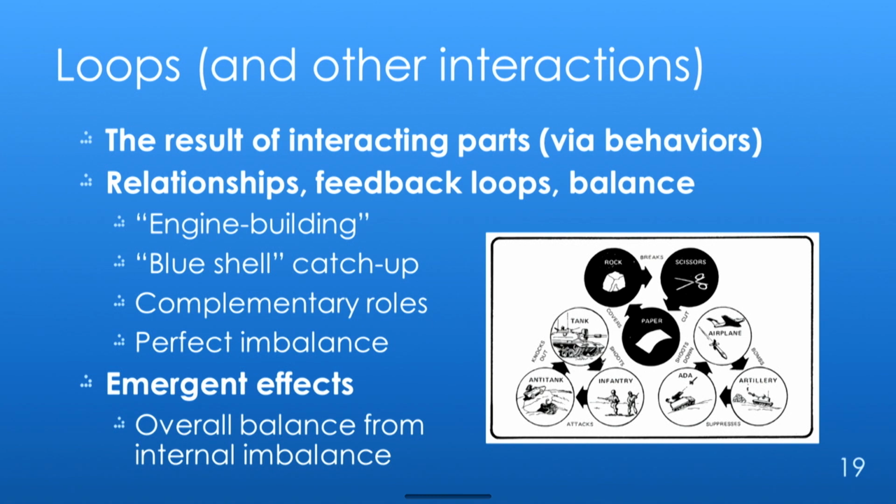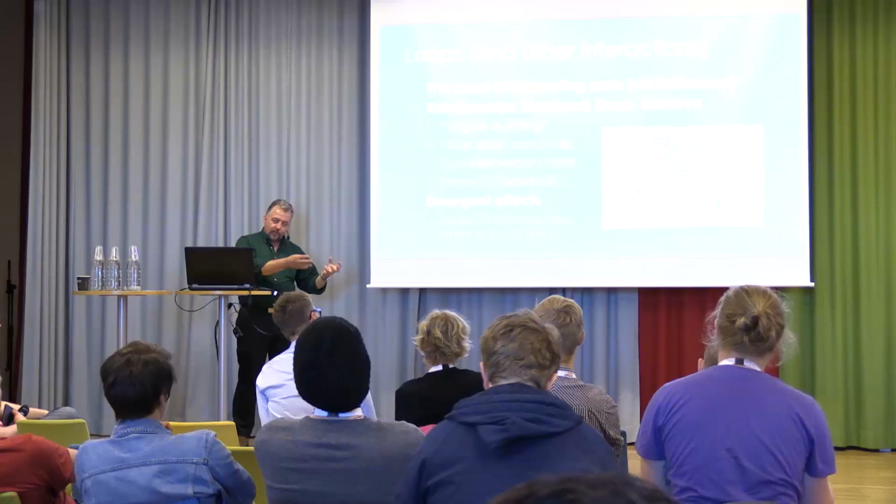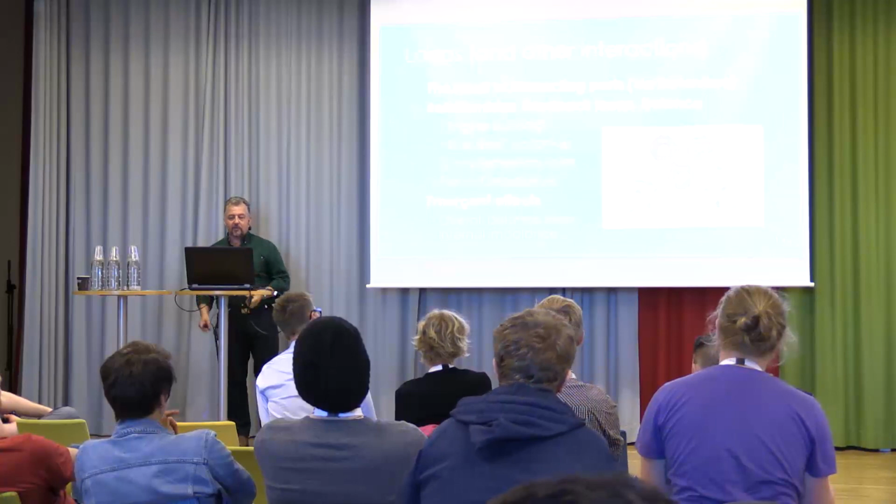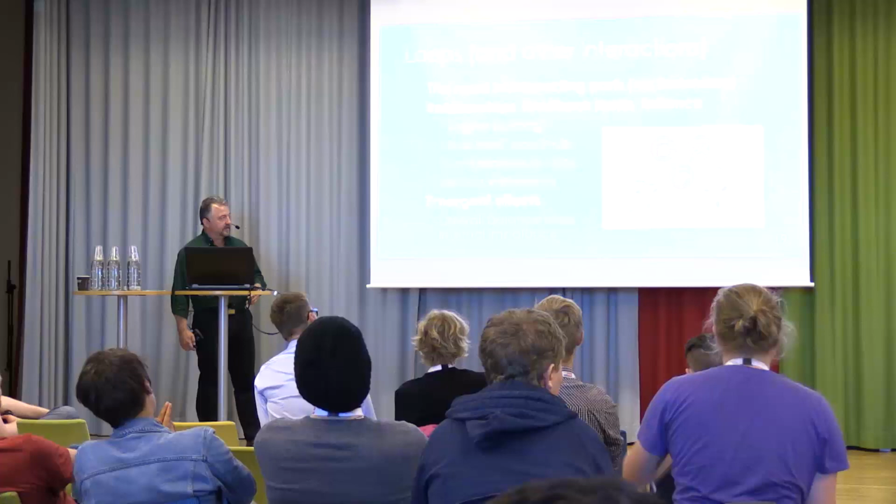And this calls out the notion of both complementary roles and what's called perfect imbalance. So that, for example, any two of these are completely imbalanced. Rock will always beat scissors. Scissors will always beat paper. They're completely imbalanced. But together, the emergent property is that they are all balanced. And so no pair of them are balanced, but all together they are balanced. That is a way of getting overall balance from internal imbalance that is really elegant.